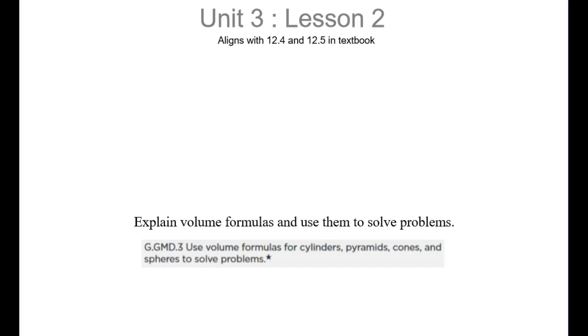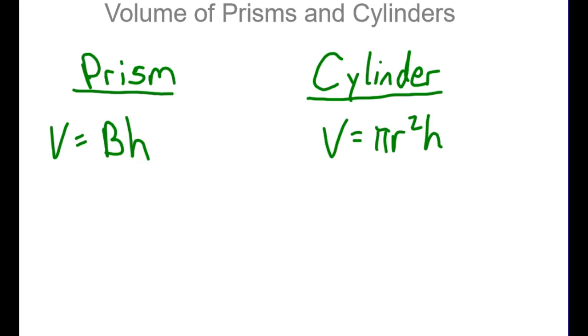Unit 3, Lesson 2. This lesson will align with 12.4 and 12.5 in your textbooks. The one standard we are going to discuss: use volume formulas for cylinders, pyramids, cones, and spheres to solve problems. We've gone through all these formulas before. We're going to go through them again and then solve problems involving each of those formulas.